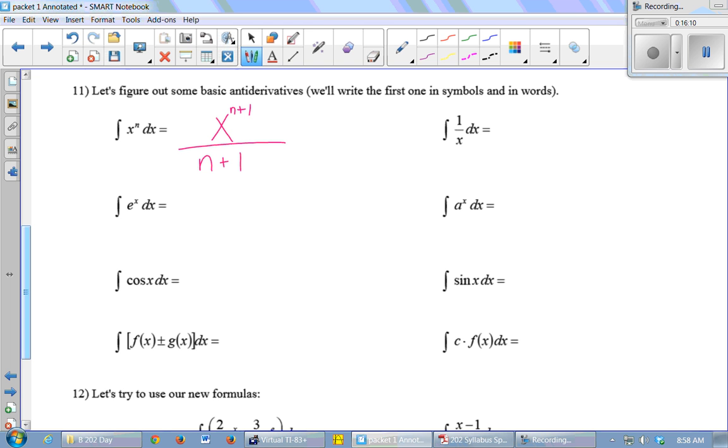Can somebody explain why I have to also divide by the n plus 1? Yeah. So when I take the derivative of this fraction I just wrote down, I'm going to take the exponent n plus 1 and bring it down in front, where it will cancel with the n plus 1 that I put down underneath. And my exponent will be reduced by 1, leaving me with just an x to the n. Make sense? It's over the n plus 1.